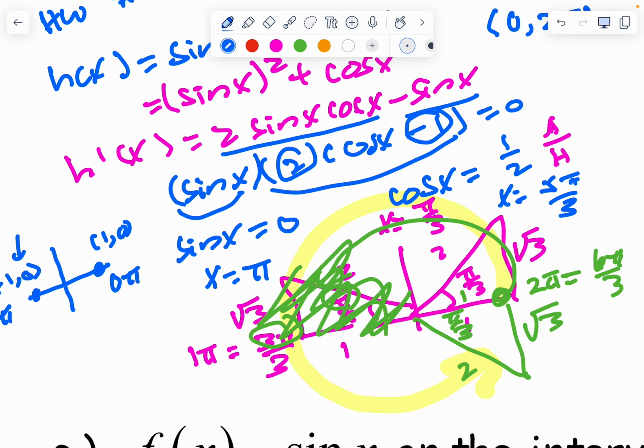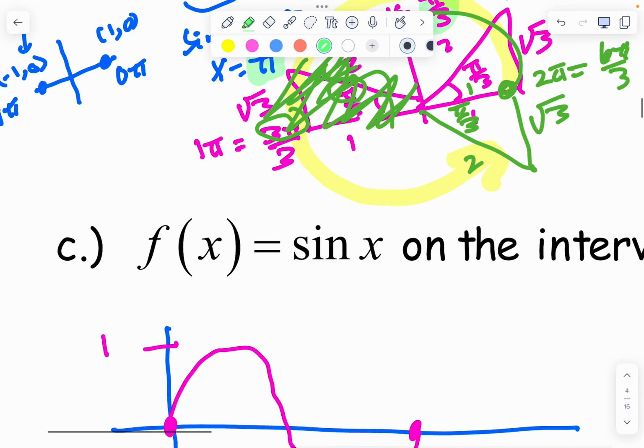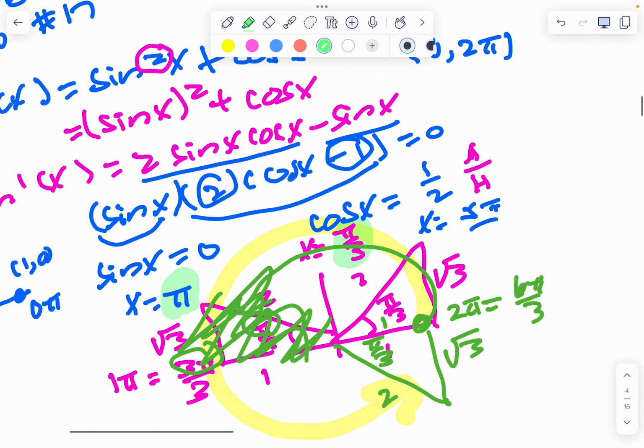And let's make sure we're within the range. So I'm going to highlight. Would you agree pi is within 0 to 2 pi? Would you also agree pi over 3 is within the range? And then we have 5 pi over 3. Would you also agree that is within the range as well? Very good.